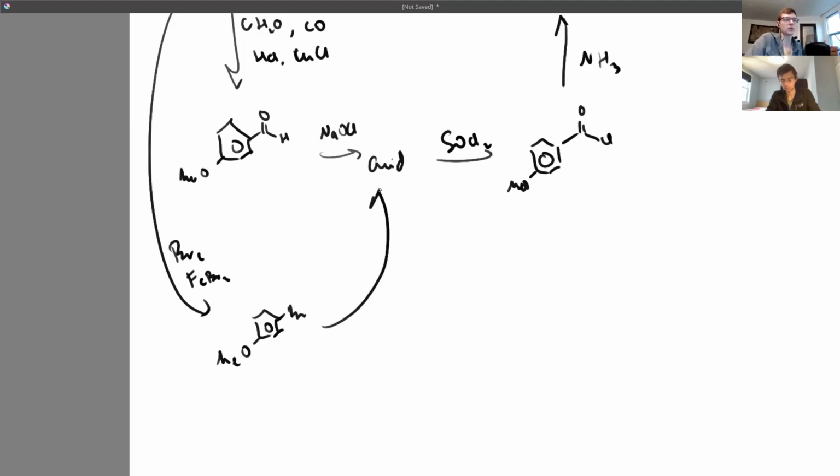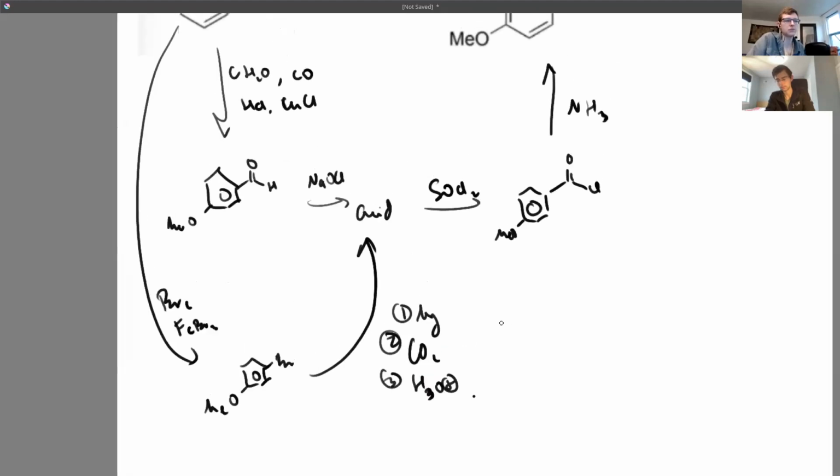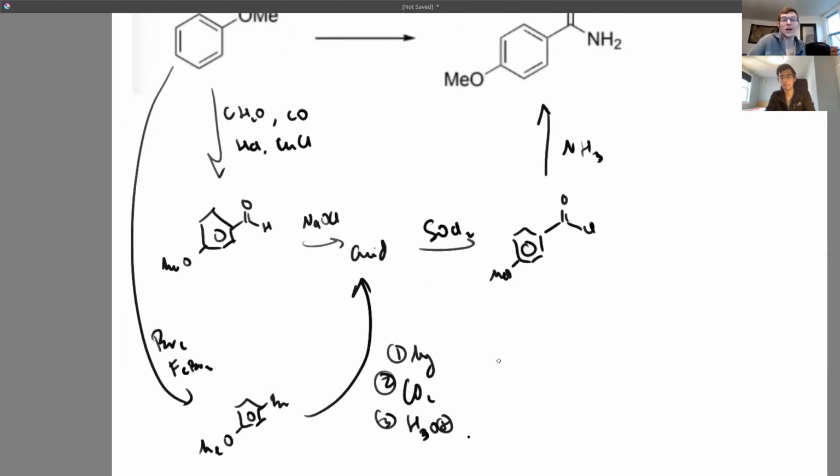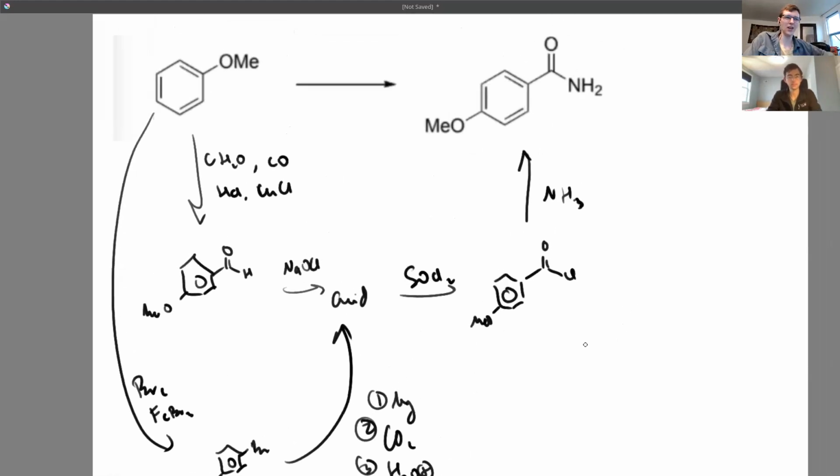And actually we'd wind up just going right back up here to this part of the pathway once we add magnesium, then we add CO2, and then we do an aqueous workup. At the end of the day, it's actually the same number of steps. So I don't think there's a much faster way of doing this.